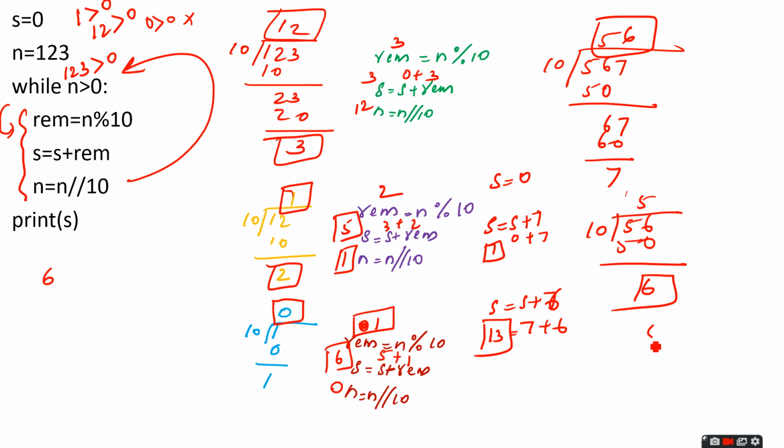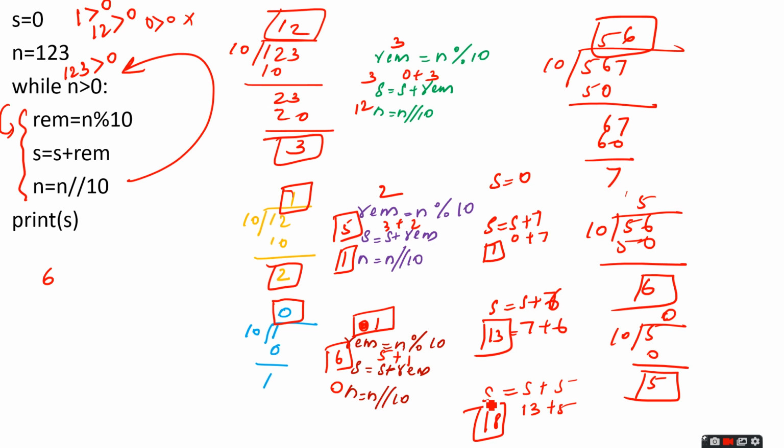Again, I will take this quotient 5 and divide it by 10. The remainder is 5. Now s equals s plus 5. The value of s before is 13, and 13 plus 5 is 18.